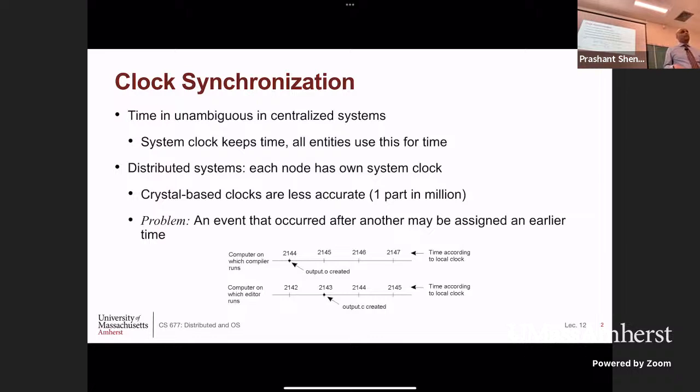When you write your code using, let's say, an editor, the file that you save is going to get a stamp of when you modified it. That's the last modification time.